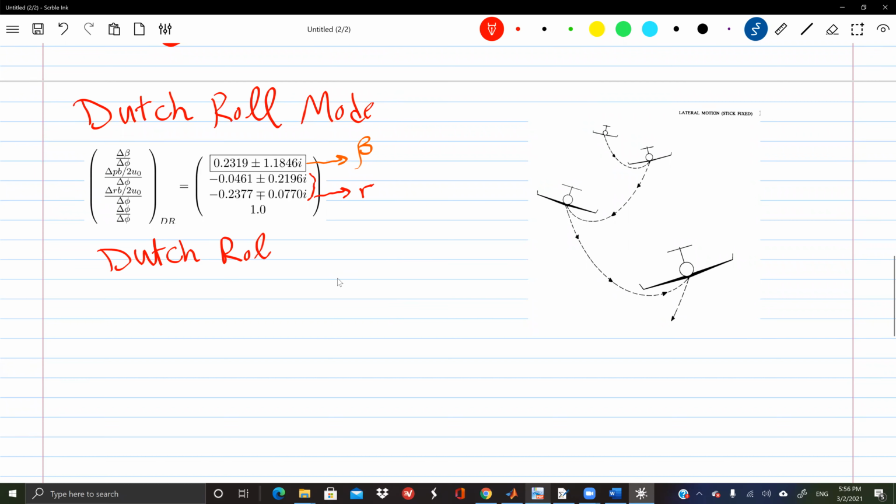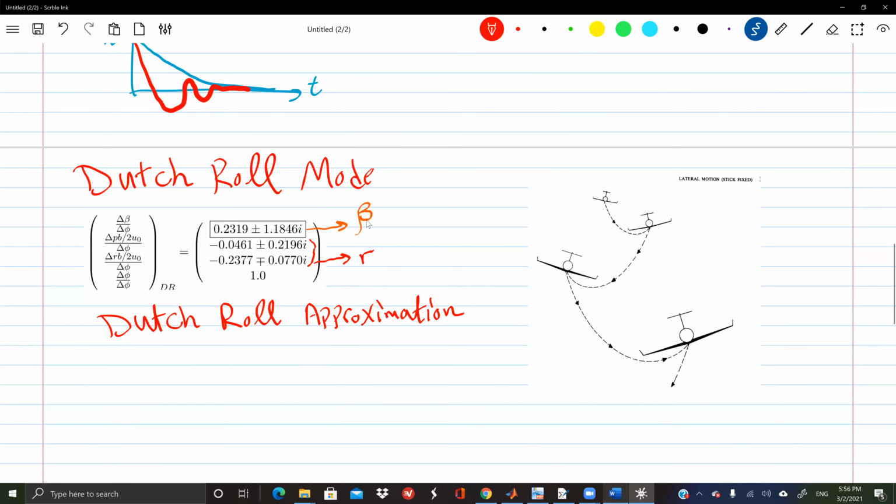I didn't tell you the reason for the name. If you look at this, it really looks like skating, right? And guess who are mostly known for skating? The Dutch. So it's as funny as that. So this is the Dutch roll approximation.